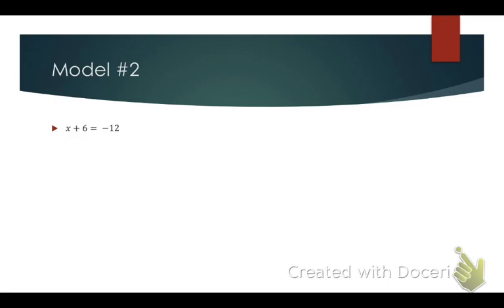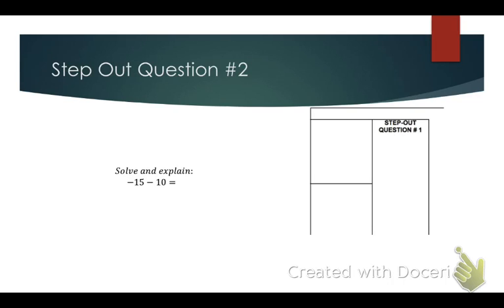And this leads me to my second step-out question. I'd like for you to solve this addition problem. Negative 15 minus 10 equals. Can you explain why that is true?